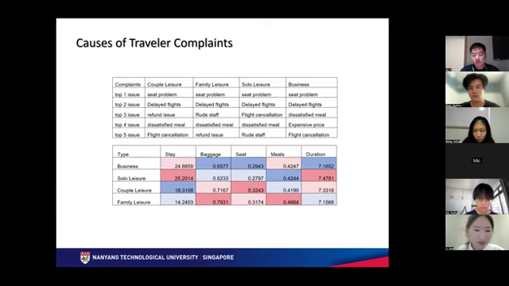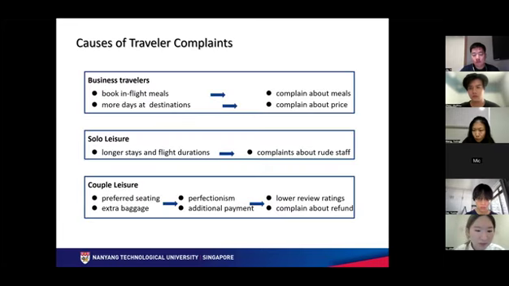And next page. On this page, we try to answer question 12, and next page.